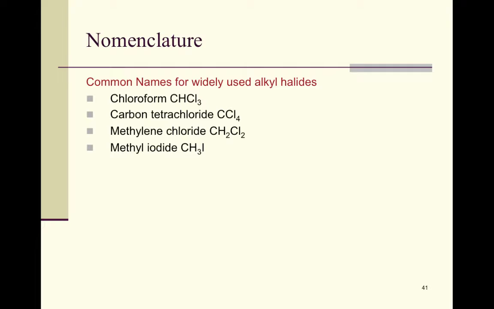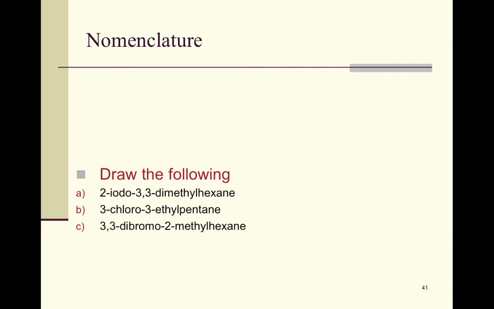Chloroform is a single carbon with 3 chlorides on it. Carbon tetrachloride, again a single carbon but 4 chlorides on it this time. Methylene chloride, 2 chlorines on there. And methyl iodide, a carbon with 1 iodide. Draw the following. Go ahead and pause the video, come back, and see how you did.